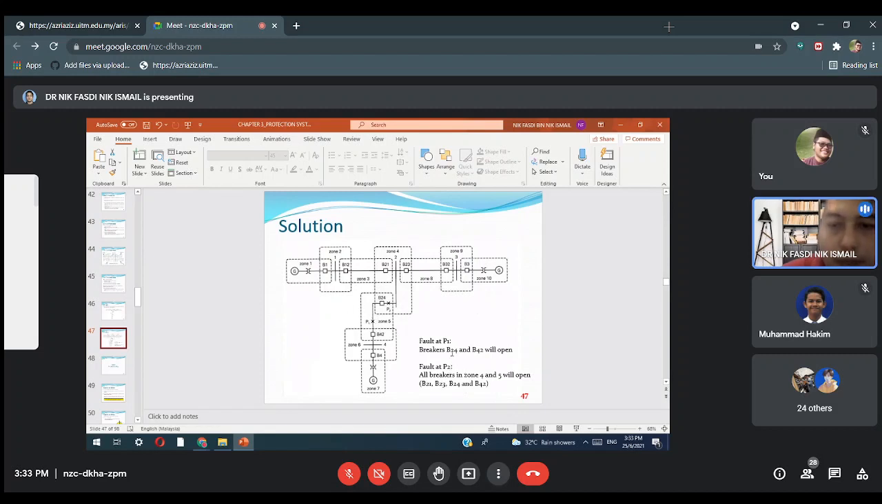However, when P2, which area? Where is P2 here? This one. So P2 is located in the overlapping zone. So all the breakers in this zone will trip, they will open their contacts, in order to isolate the fault.